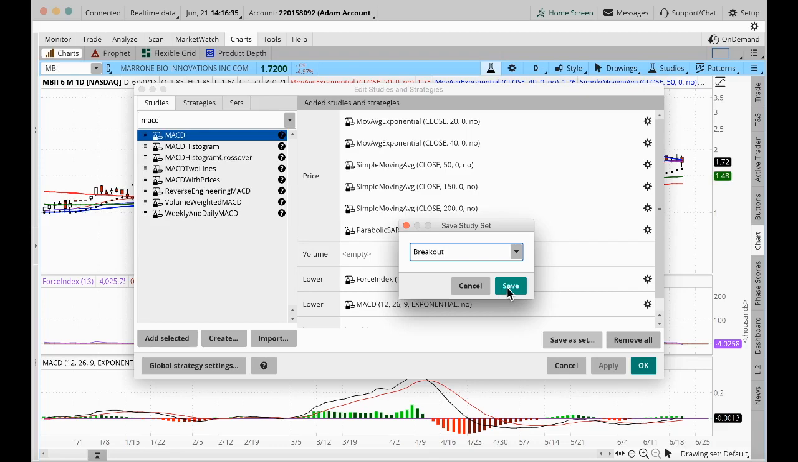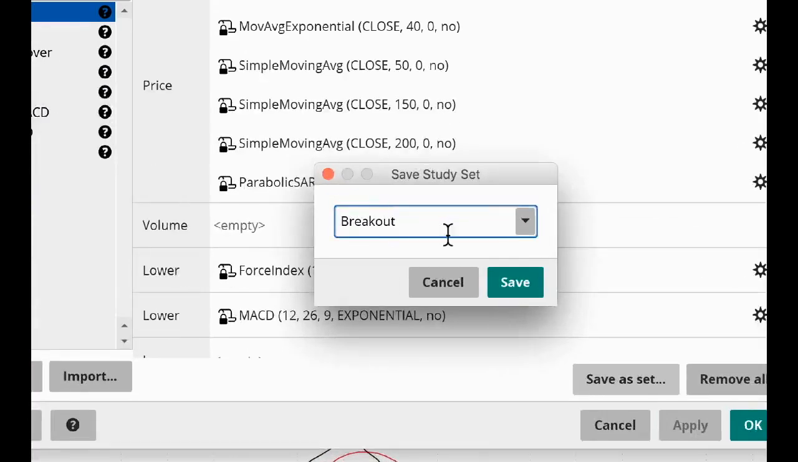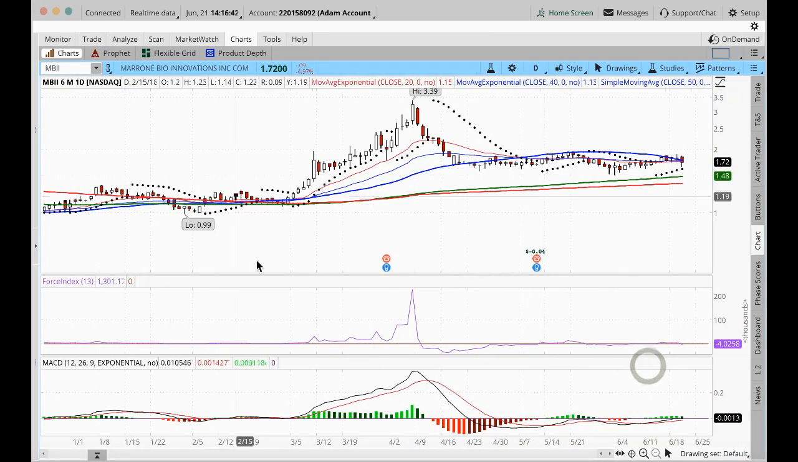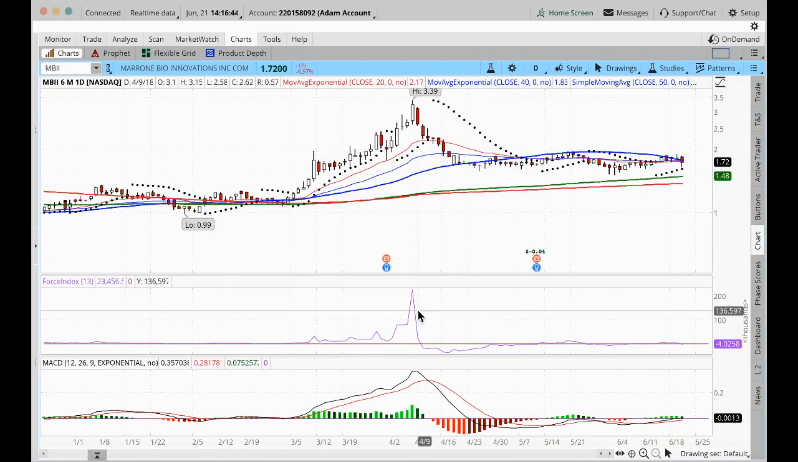Okay, so I'm going to click save. Now, I've already got it saved, so I'm just going to leave it. Just click save, and you have it there, right? And you have all your indicators over here.